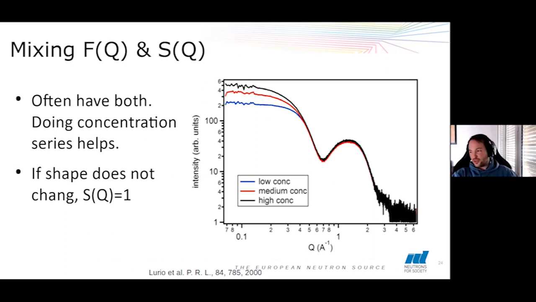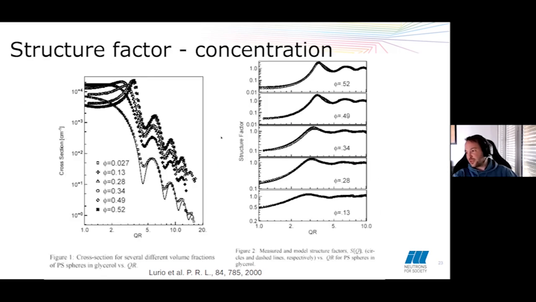Taking the same thing at different concentrations, like we saw before, if the general shape does not change, like we see here, then we can say that in all our samples, the structure factor is equal to 1. But if we look like we looked here with our peak, then if we assume that on the lowest one the structure factor is 1, then taking this in our model, we can extract the structure factor for all the other models and see the structure factor of our mixture.